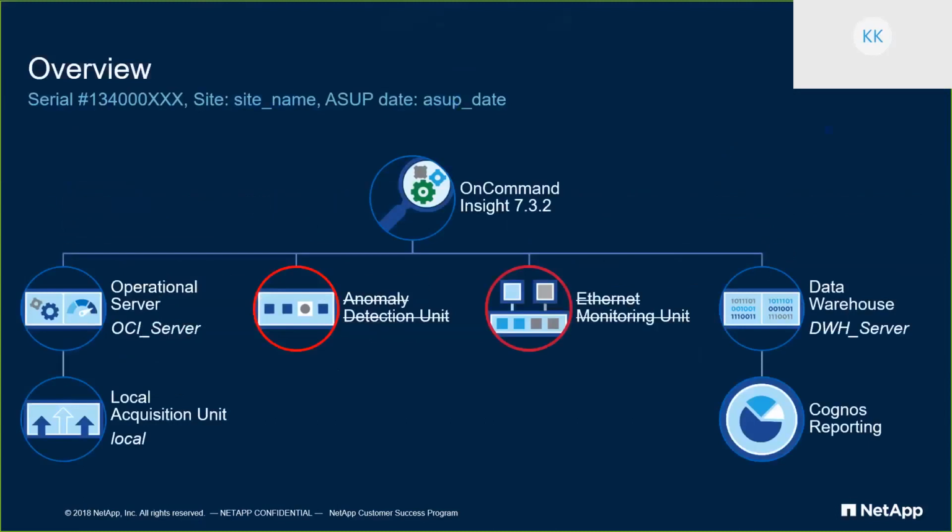So this is an overview slide. Every customer is going to get this. It's basically a lay of the land. So we're going to go through and map out if you are taking advantage of anomaly detection, Ethernet monitoring unit. Do you have a data warehouse server? Do you have multiple operational servers? Do you have, say, a local acquisition unit with remote acquisition units? Are you using only the local one? We're going to have all of that on this overview, so you have a nice executive overview of what's connected and what's operating in that environment.